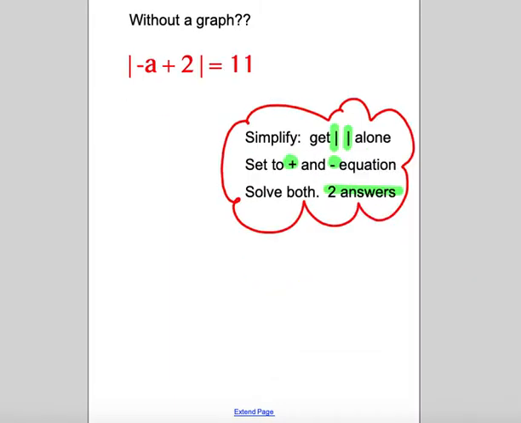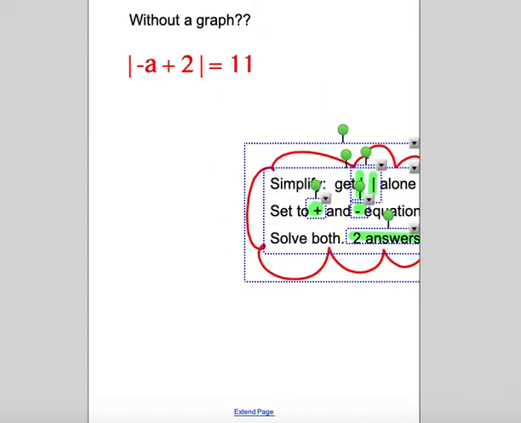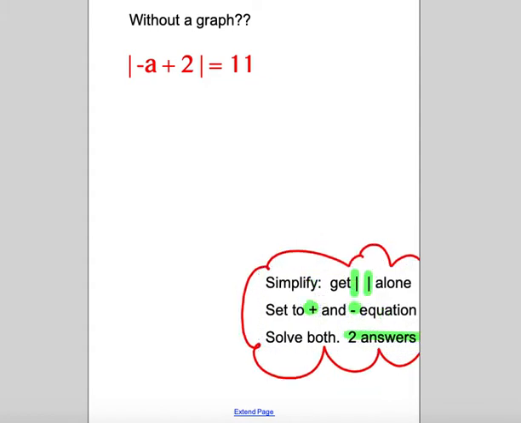Let's try this problem right here. This one is a little bit different because it has a negative variable, so we wouldn't actually be able to put this on our number line. So let's see what we would be able to do. Let's move this. Simplify absolute value. It's already by itself. So let's set it to positive and negative equation.